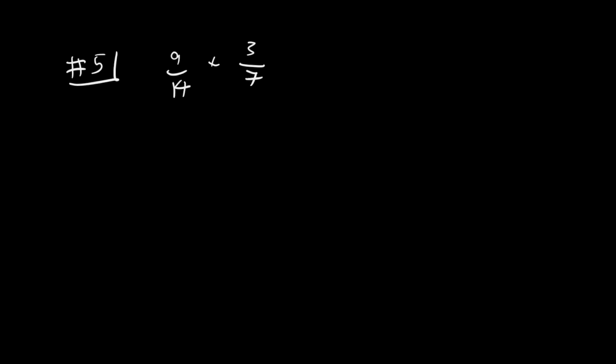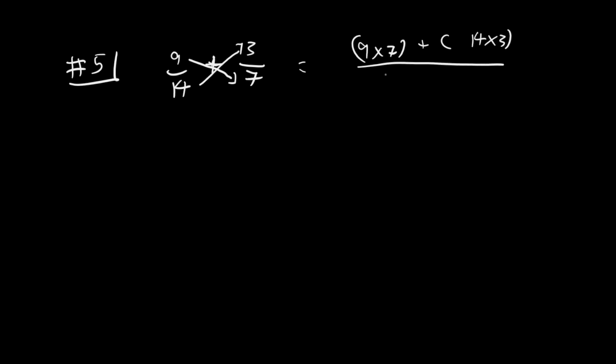And last, number 5. We have 9 over 14 plus 3 over 7. Same method, multiply 9 to 7. 9 times 7 plus, because we are adding them, 14 times 3, all over 14 times 7.